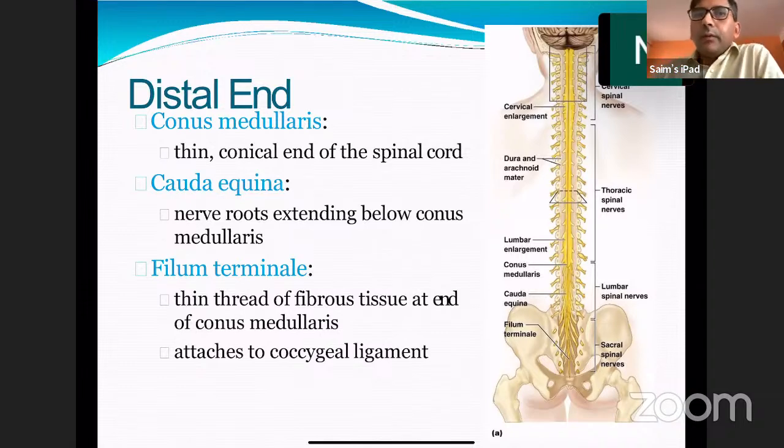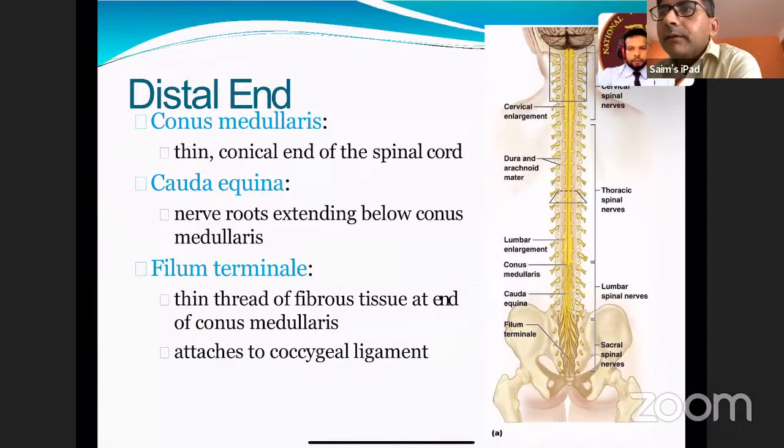Now, further continuing with the topic, we are going to study the coverings of the spinal cord, how they are covered by the meninges.